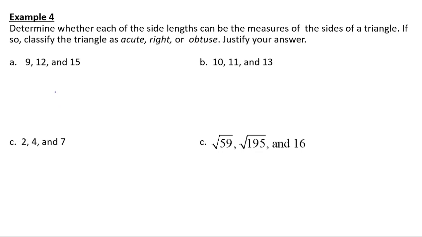So now we have to determine the type. So take your two smallest sides, add those together, determine how that relates to the square of the third side. So 9 squared plus 12 squared is 225. 15 squared is 225. They're equal. I have a right triangle.